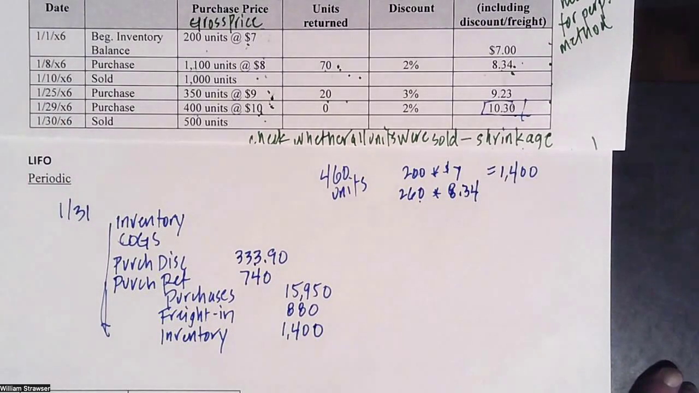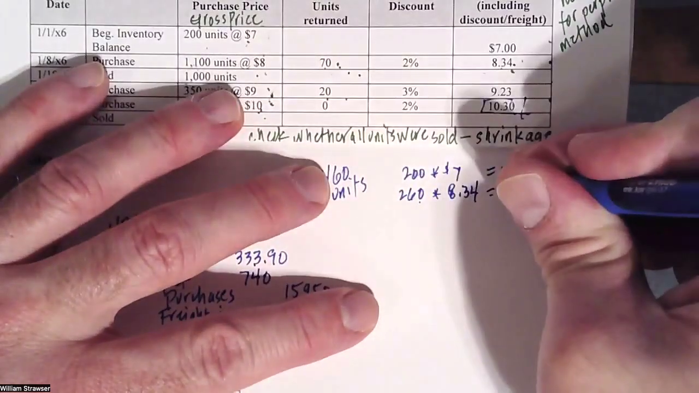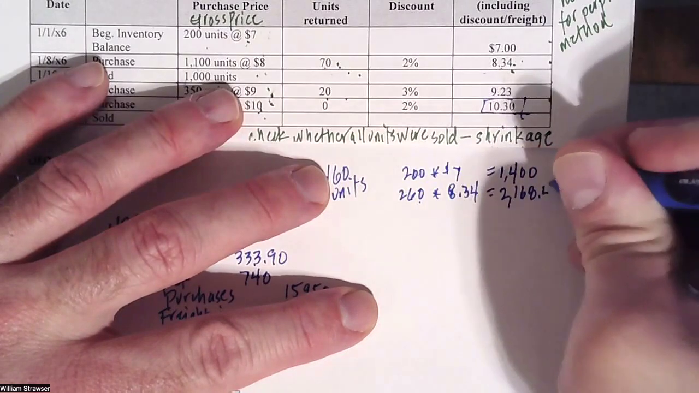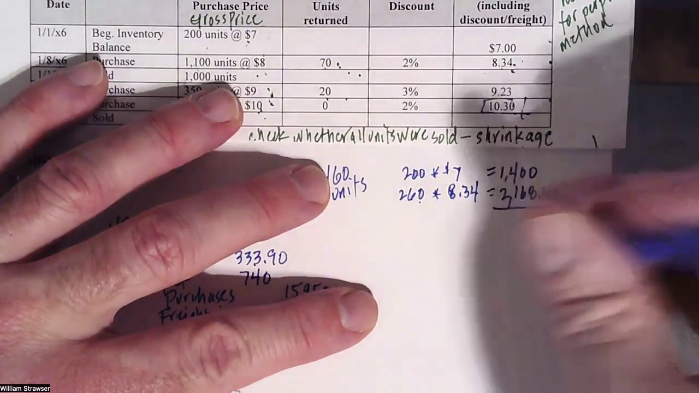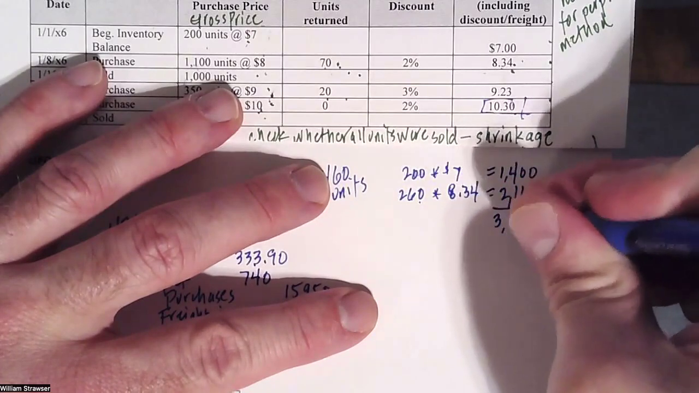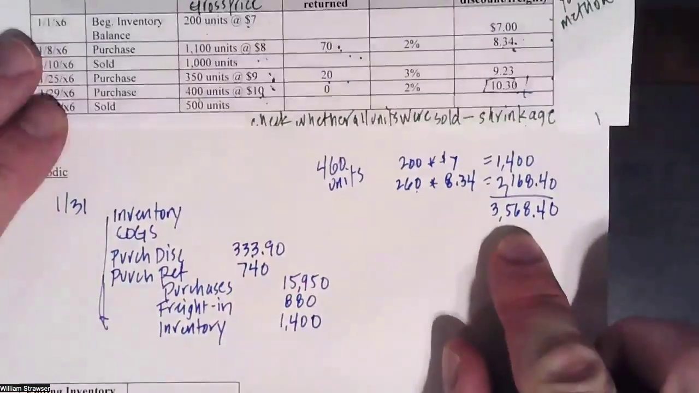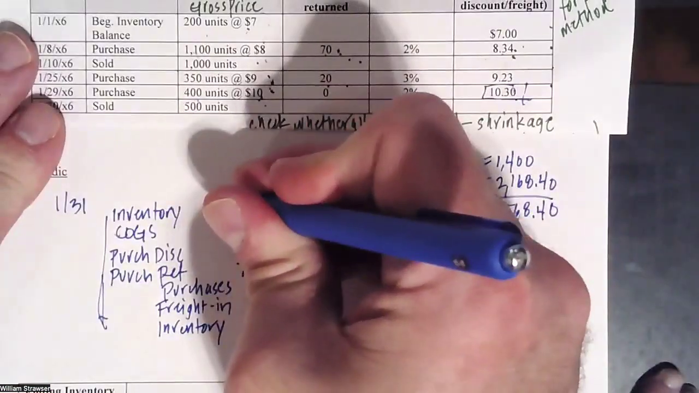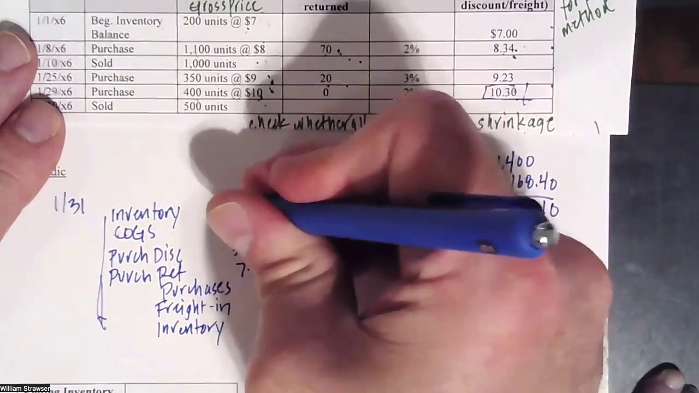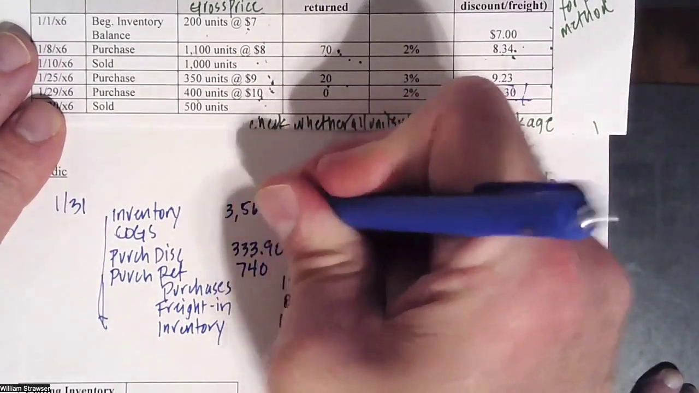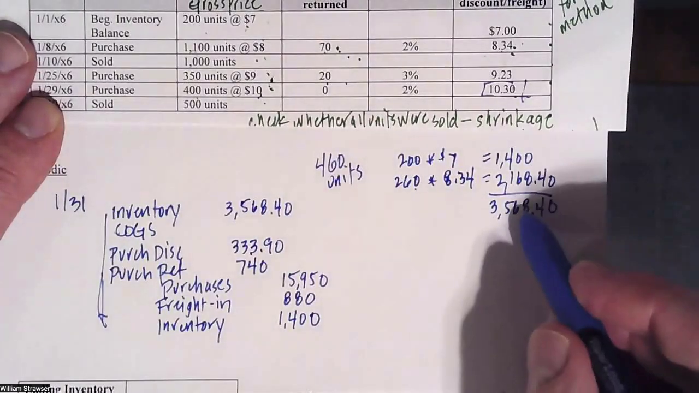And then we have our 260 at 834 per. Do that calculation. And that's 2,168 and 40 cents. So my total ending inventory, 3,568.40, would be this amount here. And just check that math one more time because I did it by hand.